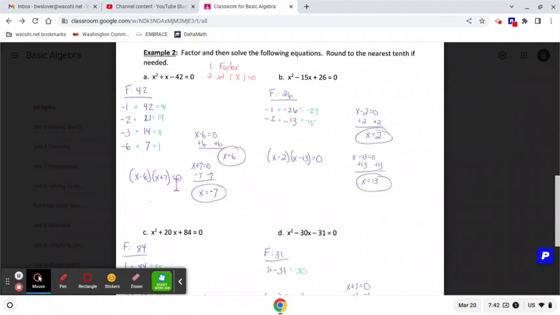But because this is an equation, it says we got to solve, that means it equals 0. So now I'm back to the ZPP. x minus 6 equals 0, x plus 7 equals 0. And I solve, and I end up getting two answers.